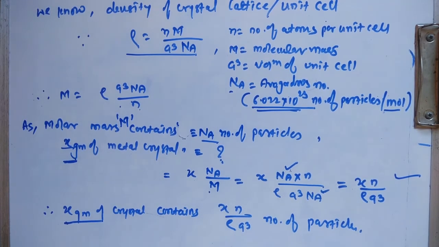So this is the way to find out the number of particles from the given weight. If the given weight X is multiplied by n upon rho into a cube, you will get the number of particles present in that crystal. Okay. Let us see how to find out the number of unit cells in the same given X gram of the crystal.